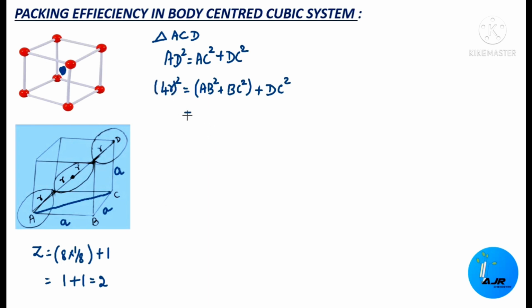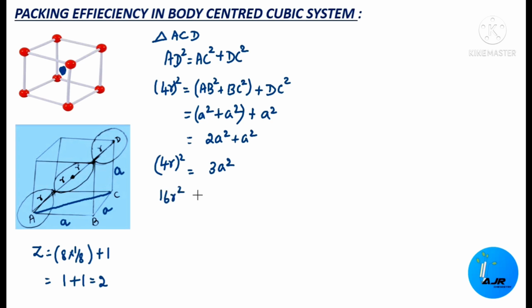Now what is AB square? AB square is equal to A square. BC square is also A square. So A square plus A square is 2A square, plus A square. That's equal to 4R the whole square is equal to 3A square. So when you simplify this, it becomes 16R square is equal to 3A square.